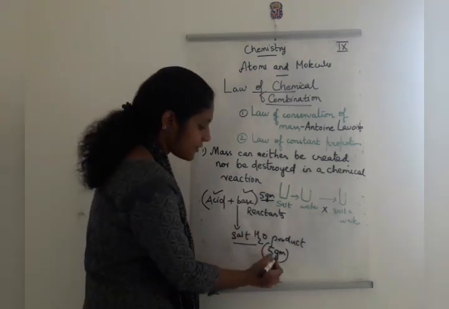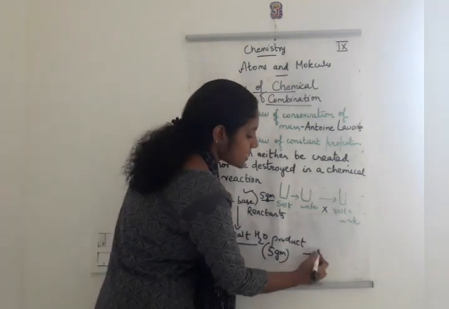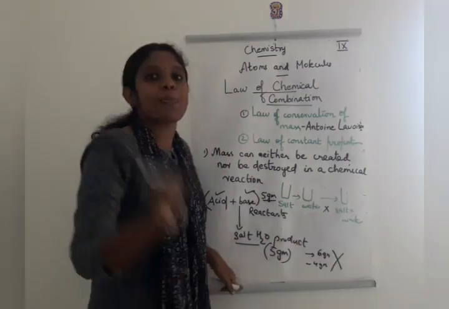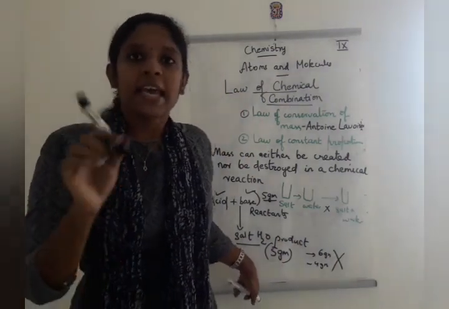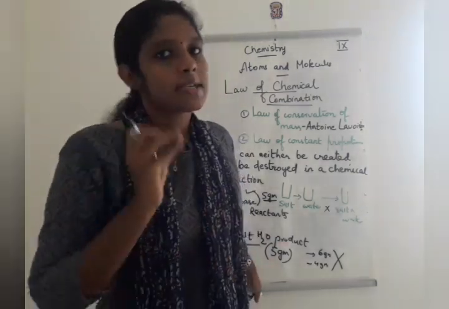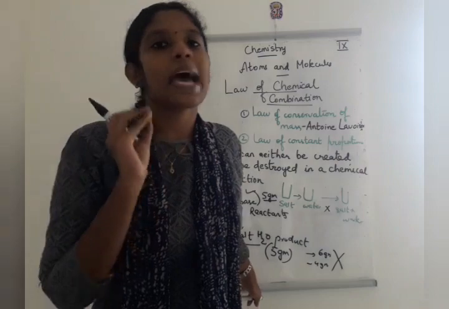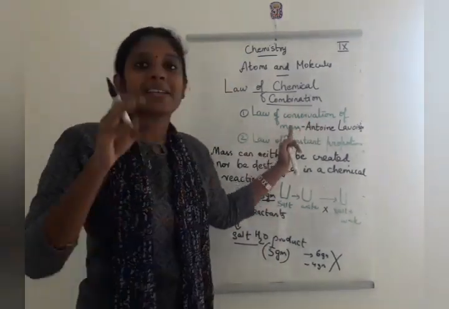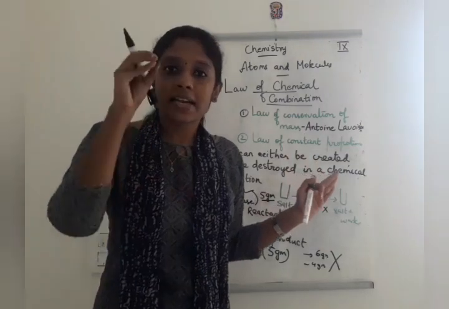The product is 5 gram. It does not become 6 gram, more than 5 gram, nor does it become 4 gram, less than that. Because mass can neither be created, no extra mass comes, nor does the mass inside get destroyed. That is the first law, the law of conservation of mass. Mass is conserved.